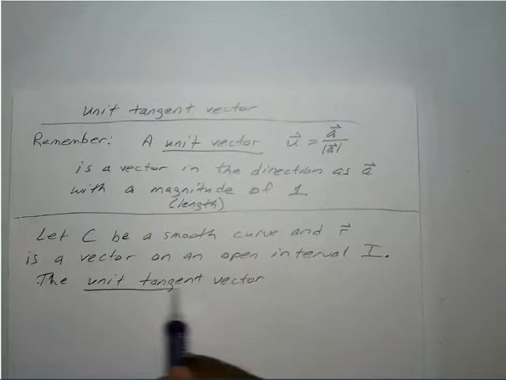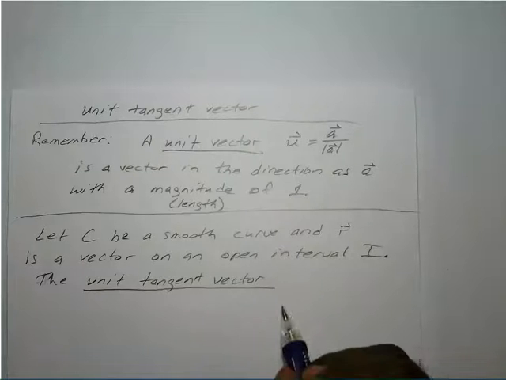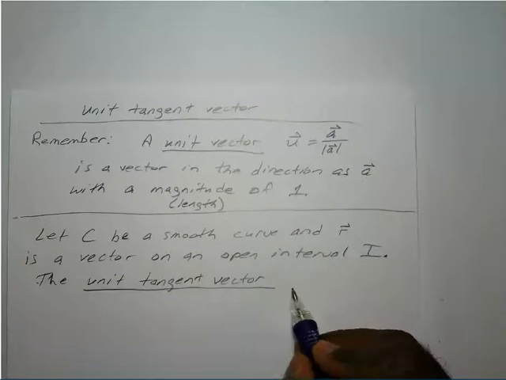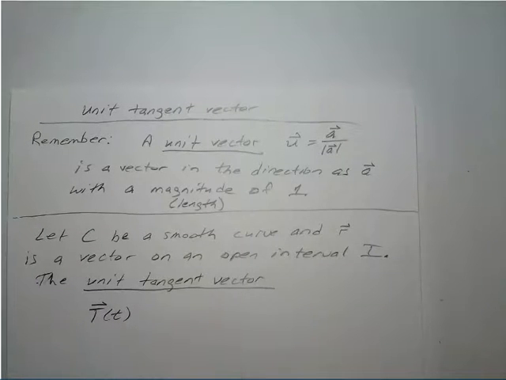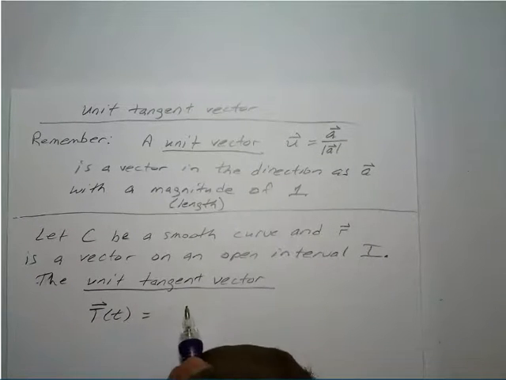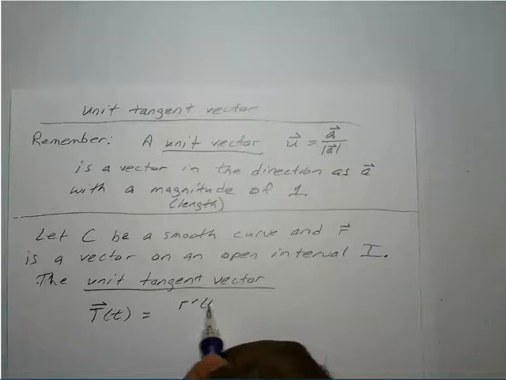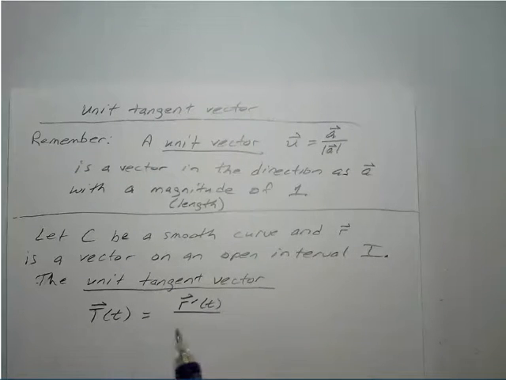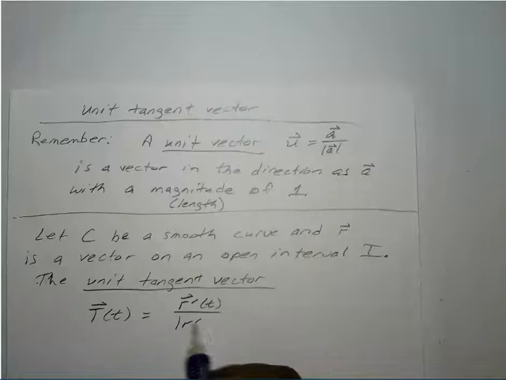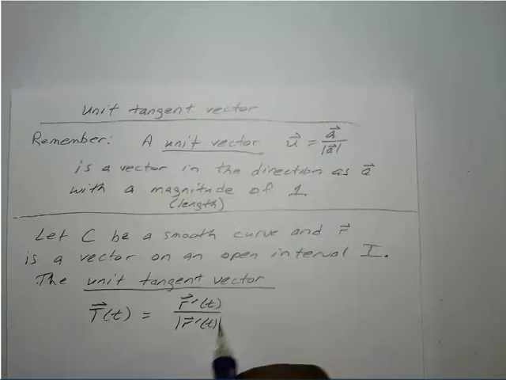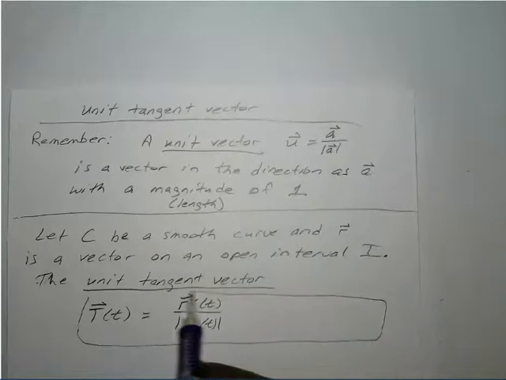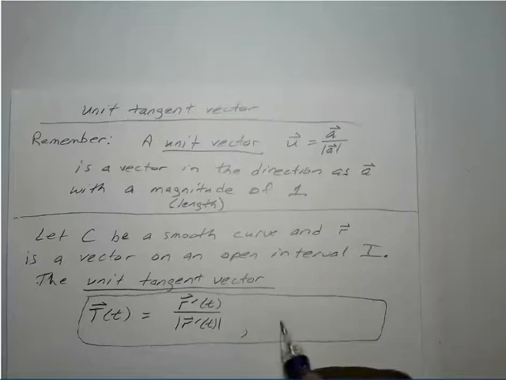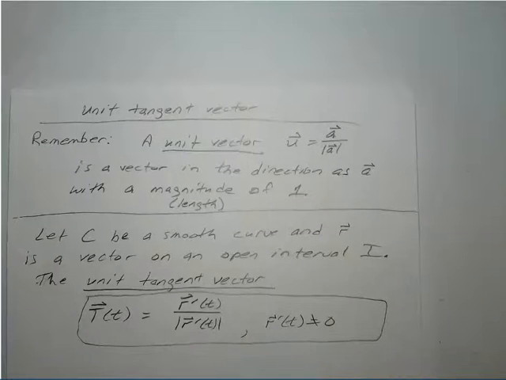Now your unit tangent vector is a little bit different. That's your uppercase T vector of t, which is equal to R vector prime over the magnitude of R vector prime. And that's, of course, if your R vector prime does not equal 0.